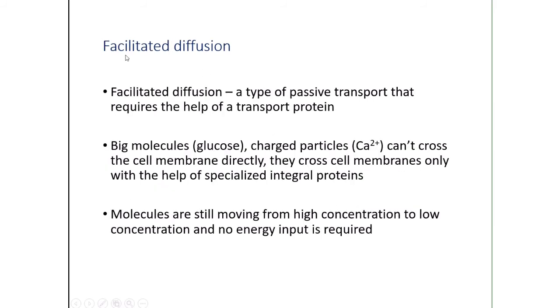So for bigger molecules and charged particles, if they want to cross the cell membrane, then they have to use something called facilitated diffusion. In facilitated diffusion, you will use a transport protein, and this transport protein provides a way for these bigger molecules or charged molecules to pass through the cell membrane without interacting with the hydrophobic layers in the cell membrane. So in these cases, the molecules are still moving down their concentration gradient, and therefore no energy input is required.